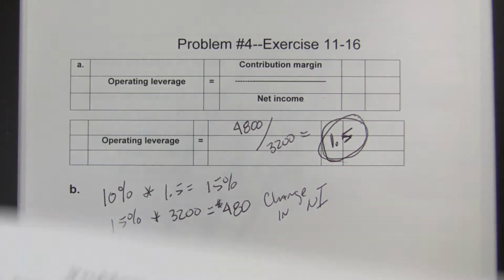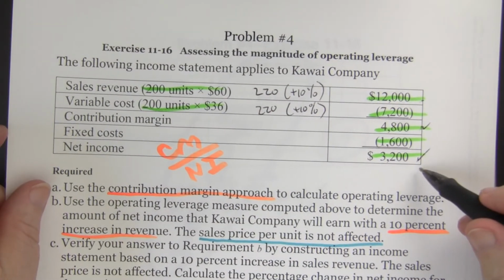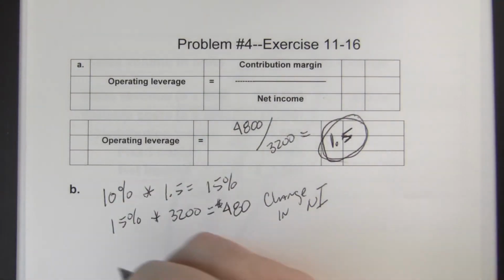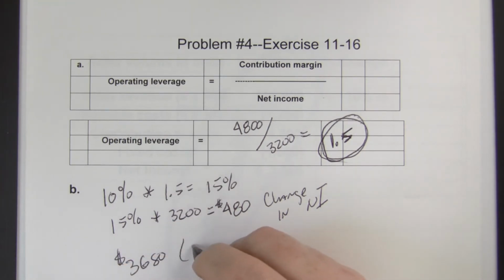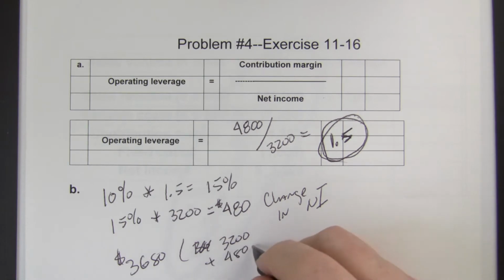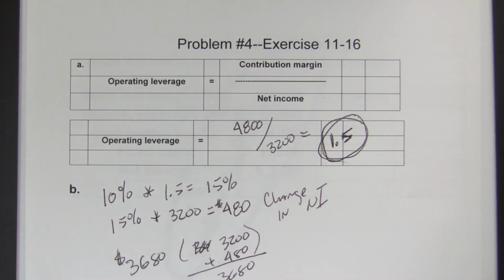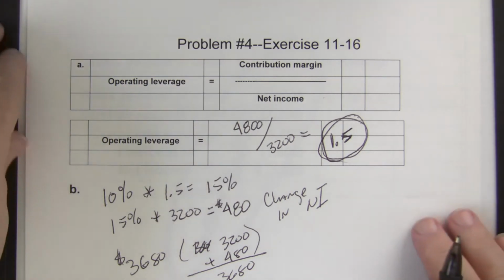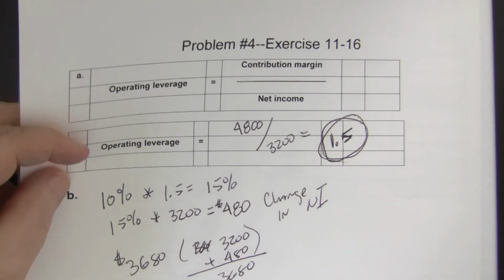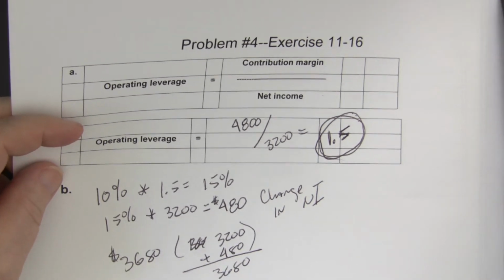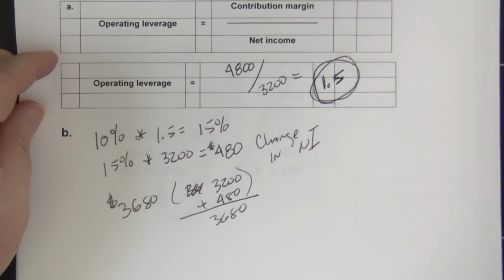So our net income will change from 3,200 to 3,680, and that's the 3,200, which I don't seem to be able to write right now, plus the 480, 3,680. That's what they're asking us to do in the first part. Now let me move the numbers up so you can see them too. It's really kind of important for you to see the numbers.